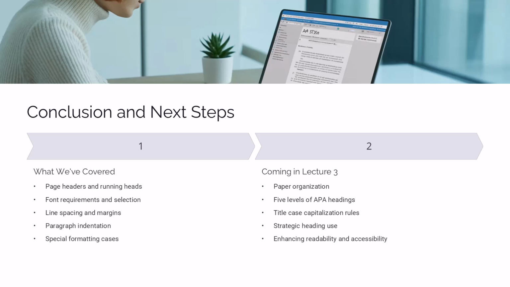You now have complete command of page setup, font requirements, spacing and margins, paragraph indentation, and special formatting cases. These skills provide the essential framework that supports all effective academic writing. In Lecture 3, we'll build on this technical foundation by exploring paper organization and heading structure. You'll learn the 5 levels of APA headings and discover how to organize complex information for maximum clarity and accessibility.